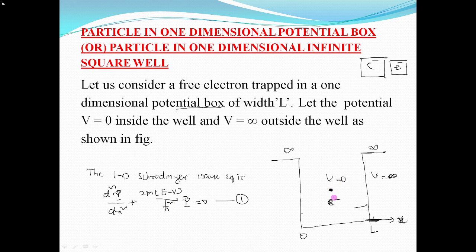Now, is the electron present inside the potential box or outside? The electron is present inside the potential box, and inside the potential box the potential is 0. This is equation number 2. Now we substitute 2 in 1. If I substitute V equal to 0 in 1, I get d squared psi by dx squared plus 2mE by h cross squared psi is equal to 0.